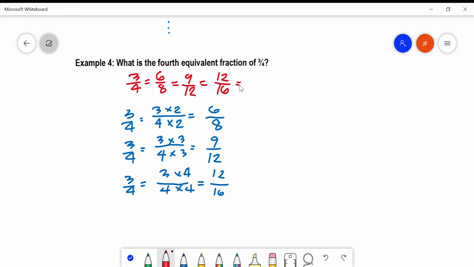And we are looking for the fourth fraction that is equal to or the same as 3/4. Okay, 3/4 multiplied by 5. Okay, 5. So that is 15 over 20. Okay, so 15 over 20 is the fourth equivalent fraction of 3/4.